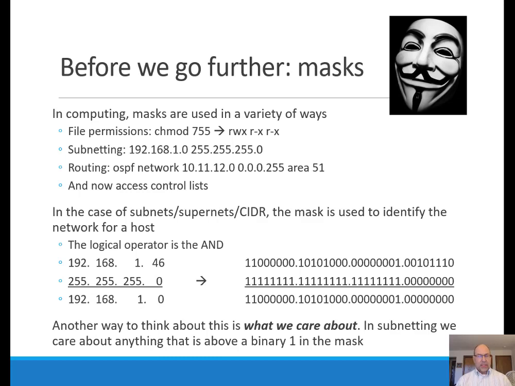Now, another way to think about this is the network mask tells us what we care about. And for a network mask, what we care about is where the ones are, the binary ones in the mask. So anything that's got a binary 1 underneath it, that's what we care about. The rest can be any other value at all, and it just doesn't matter, because the things that are important are 192, 168, and 1.